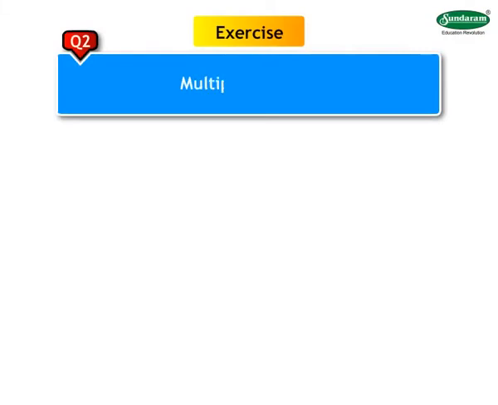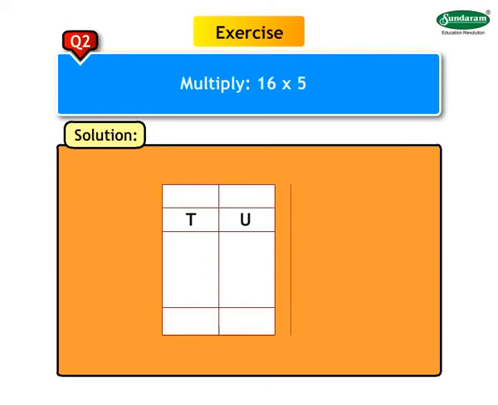Question 2. 16 multiplied by 5. First multiply 6 units by 5. In the product 30, write 0 in the units place of the product and carry over 3 to the tens column. Now, multiply 1 by 5.